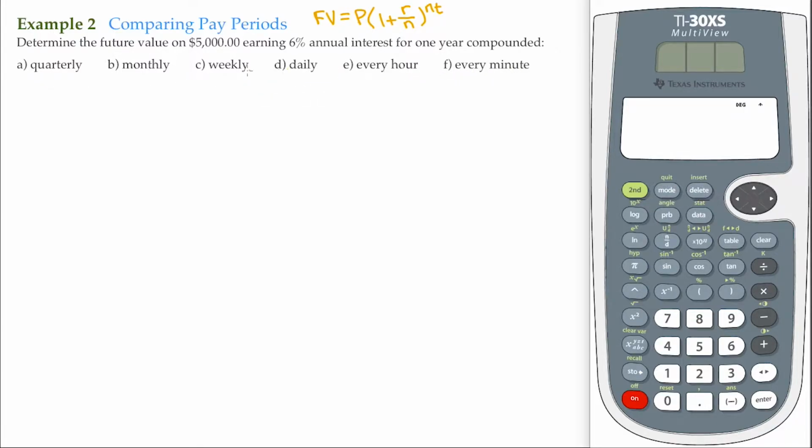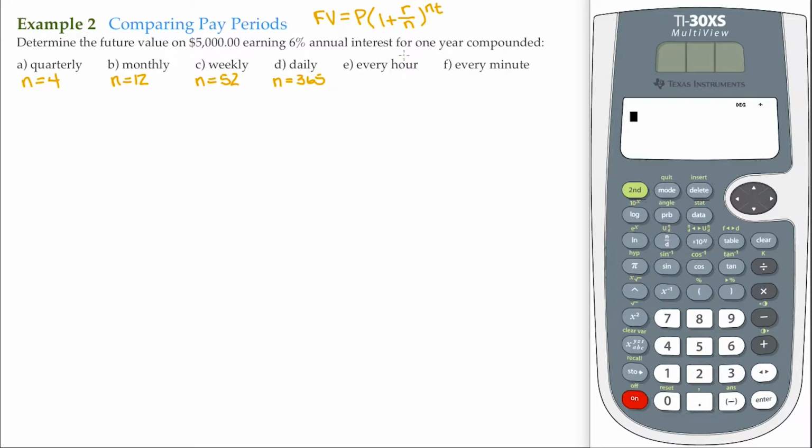Compounds are determined according to a year. So for A, quarterly, how often does that occur in a year? Well, that means the number of compounds is 4. Monthly, that's probably the most popular. How often does monthly occur in a year? That's 12 months out of the year. Weekly, there's 52 weeks in a year. Daily, well, there are 365 days in a year. Leap years don't count.